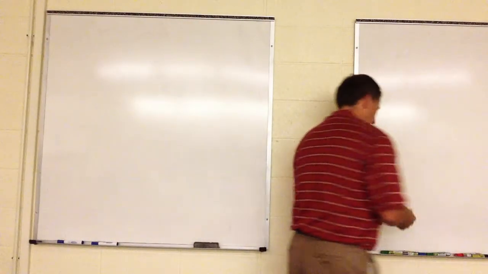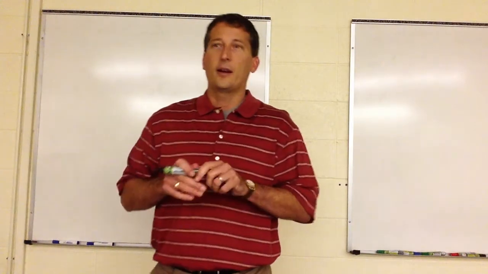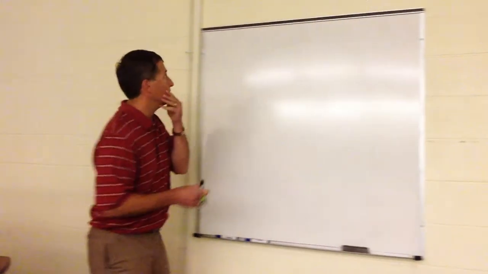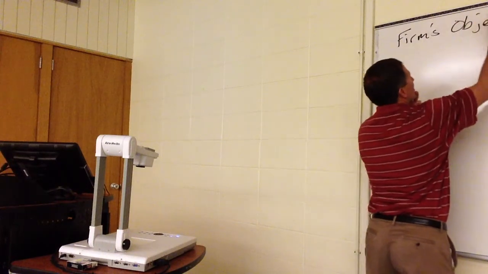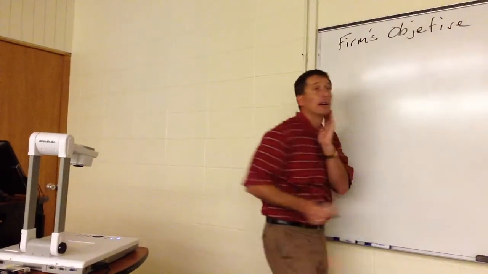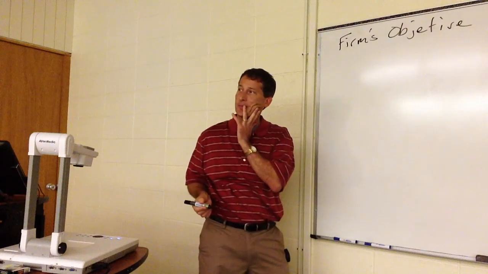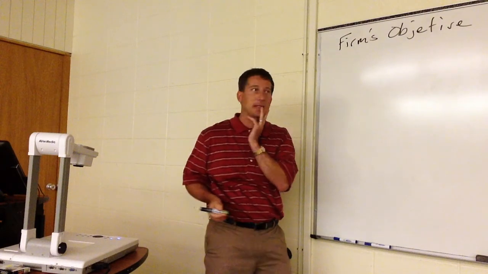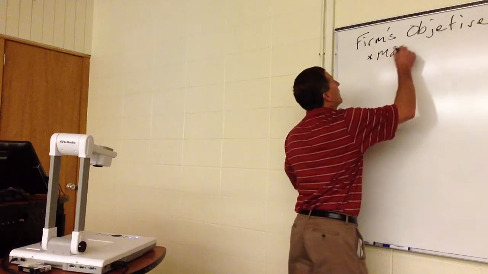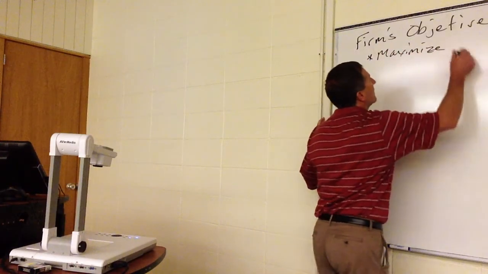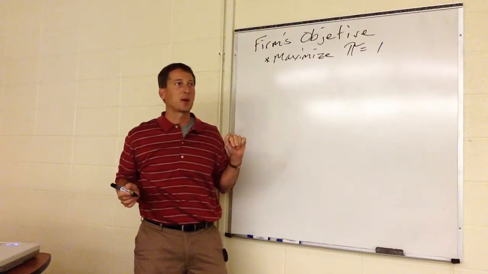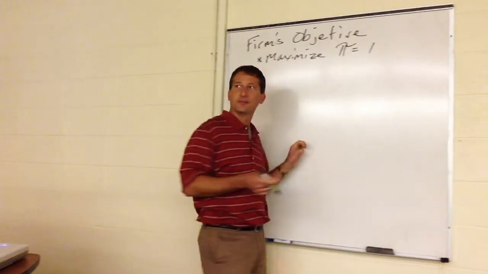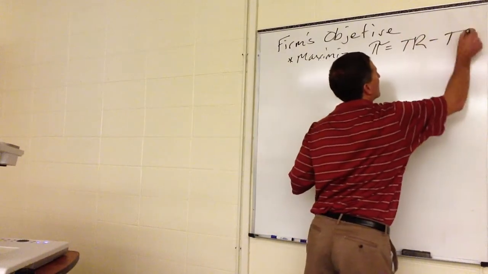We're beginning our look at the theory of the firm. What is the firm's objective? We talked about the consumer maximizing utility. What is the firm's objective? Maximize profits. Good. Profits are equal to, what's our profit? General profit equation: total revenue minus total cost.